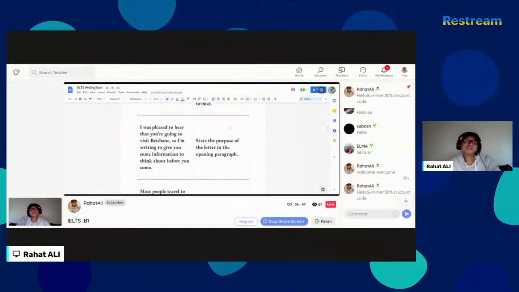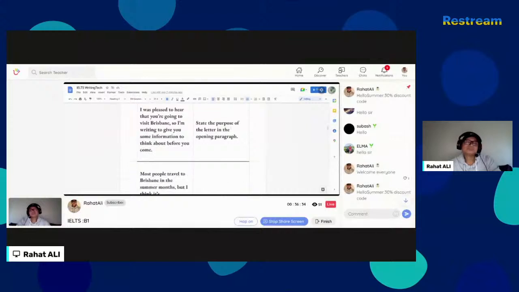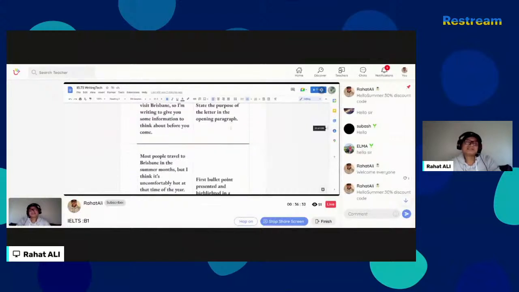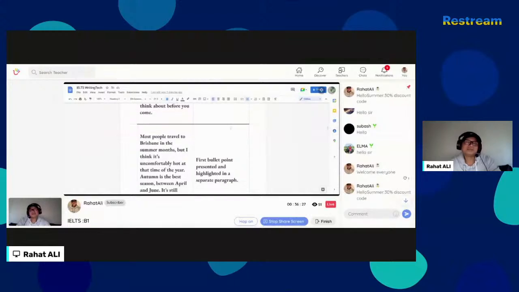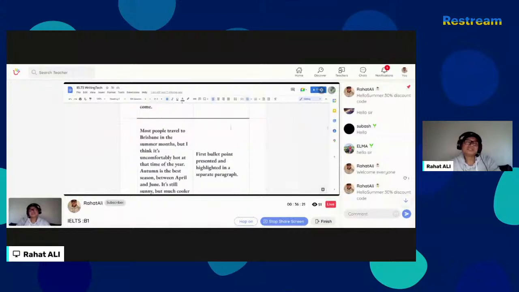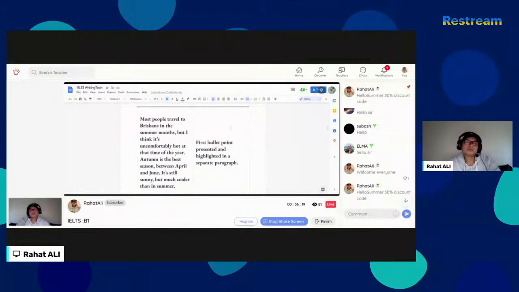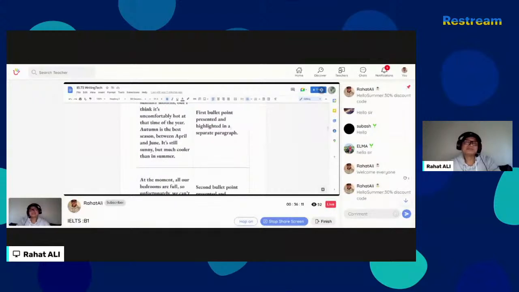So the example shows us: pleased to hear that you are going to visit Brisbane. I'm writing to give you some information to think about before you come. State the purpose of the letter in the opening paragraph, always. Most people travel to Brisbane in the summer months, but I think it's uncomfortably hot at that time of the year. Autumn is the best season, between April and June. Still sunny, but much cooler than in summer. First bullet point presented and highlighted in a separate paragraph.